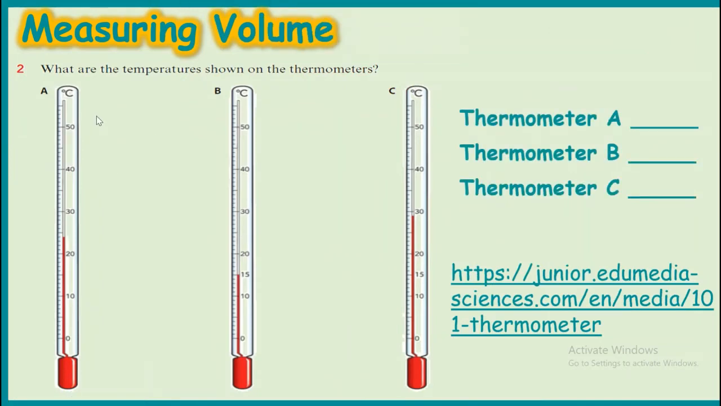Now we have 3 thermometers, A, B and C. You have to find the temperature. Now if you look here, the level is here. So this is 20, 21, 22, 23 and 24. So the temperature of A is 24 degrees Celsius. Let's check it. It is 24 degrees Celsius. So you have to do B and C as well.